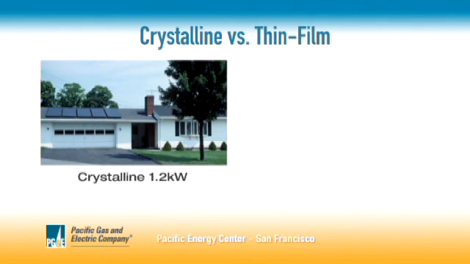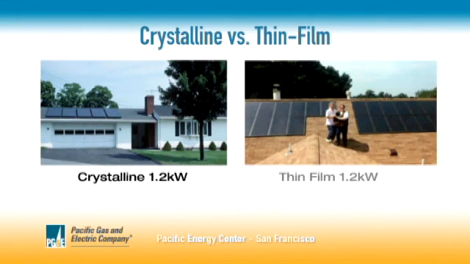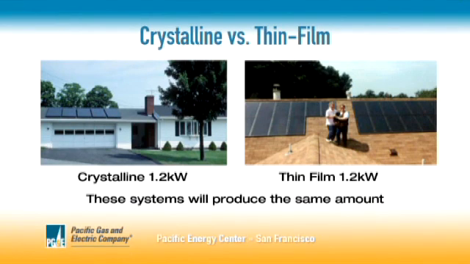Thin film has a lesser efficiency. It's about half as efficient, but it's about half the cost. So if you look at a small system, a 1.2 kilowatt system, which means it produces 1.2 kilowatts in full sun, or 1,200 watts, that's a small system typically. In crystalline, it would take about 5 of these panels, whereas in thin film, it would take this much space. Now, these two systems would produce the same, and at current prices, they'd cost close to the same.